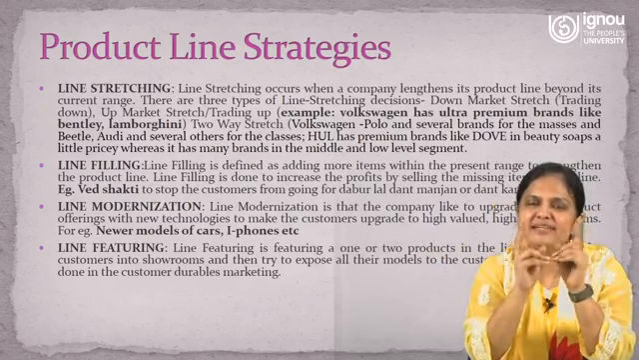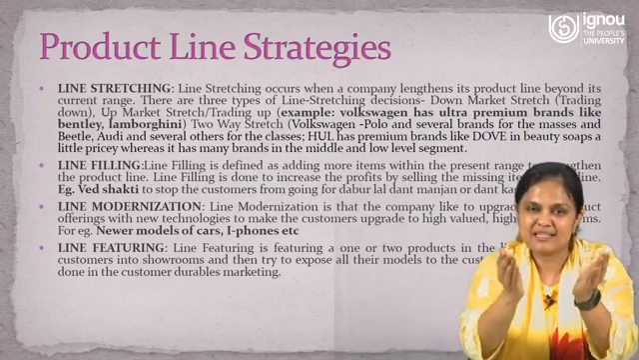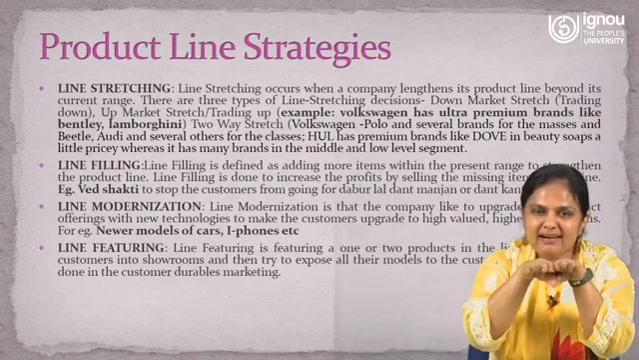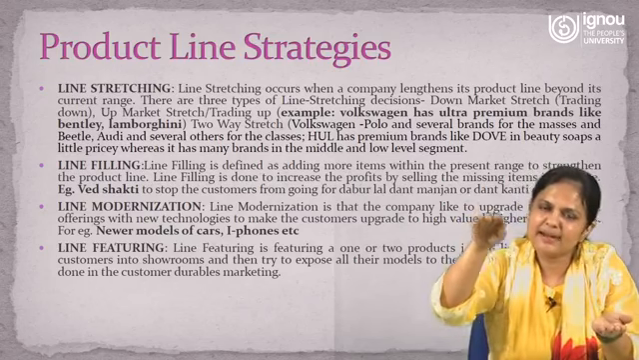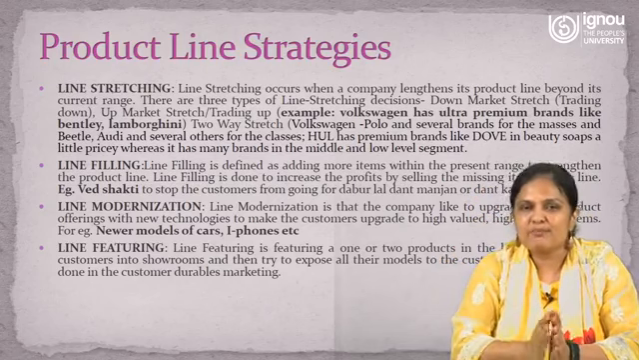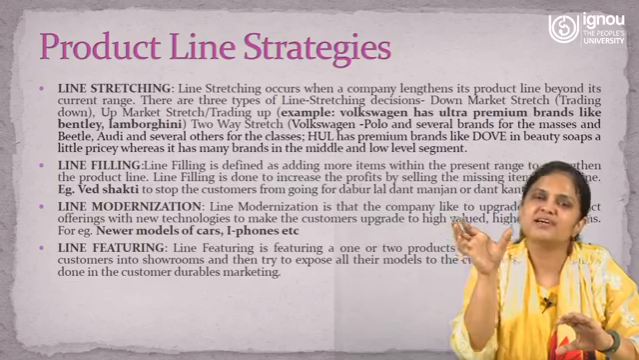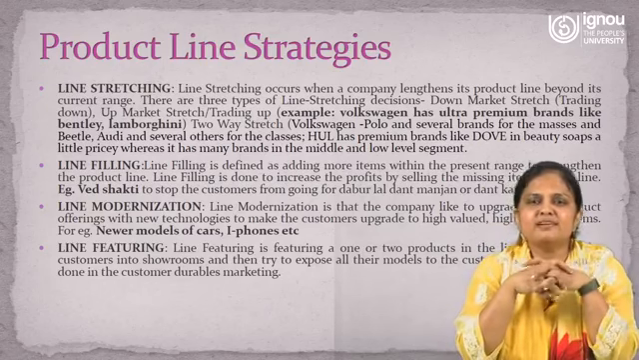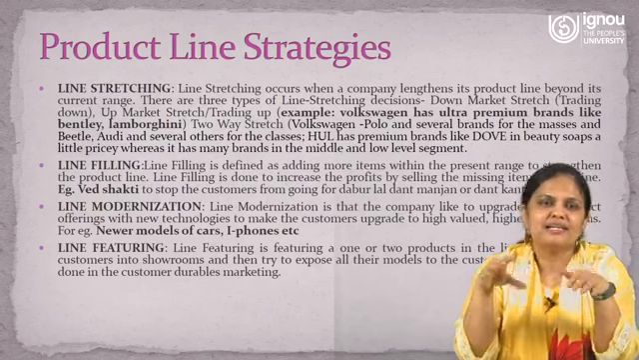And when we talk of two-way stretch, that means you are trying to cater to the customers with lesser purchasing power, lesser income, and at the same time those with higher income. So you already have a product line. Now you want to cater to both, the lesser income group and the higher income group. In this case, what would you do as a company? You would introduce some products in your product line which are low priced and some products which are highly priced. Again, if you take the example of Volkswagen, the Polo and several other brands for the masses, and other brands like Beetle, Audi, Lamborghini are for the classes.